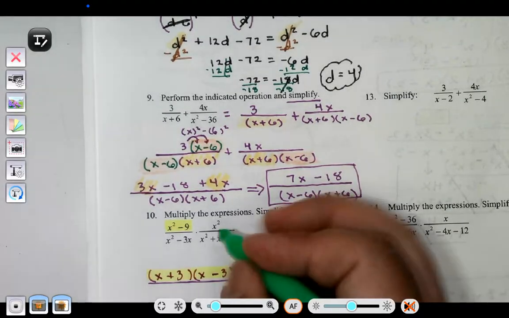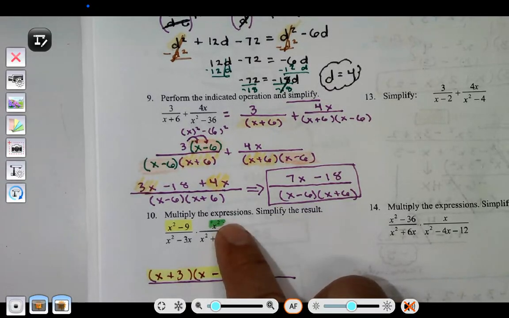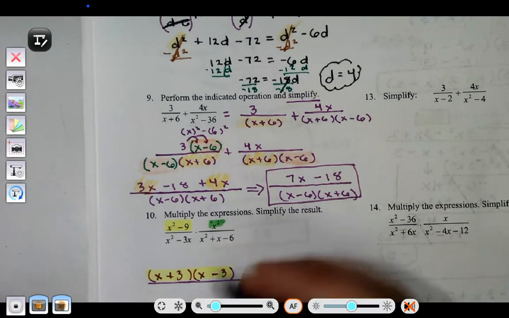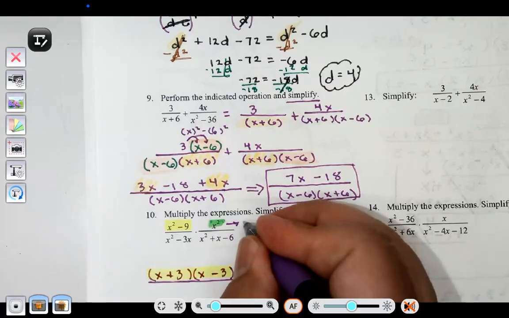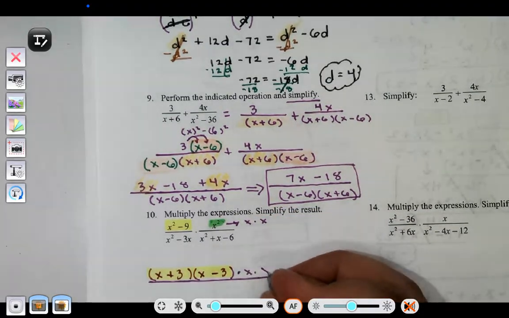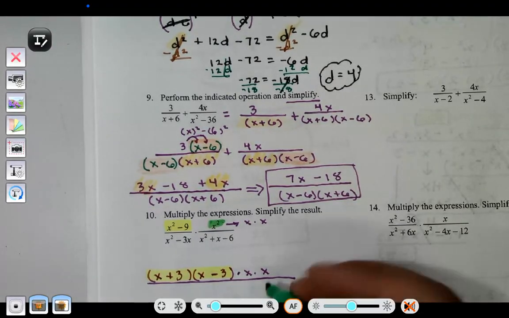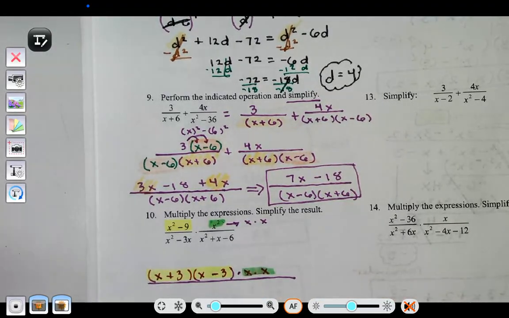But now, still on the top, it says x squared. Well, there's not much I can do with x squared. I mean, you could write it like this. We could write it as x times x. That might come in handy. So you know what? We're just going to write it out. It might come in handy there. Now, top is done. So now I need to worry about the bottom.